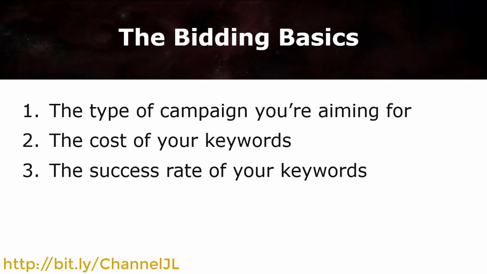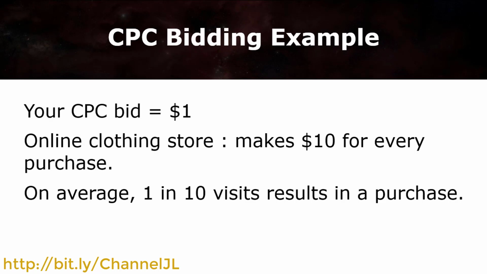First, let's look into the bidding amount. There's no fixed rule for the bid amount that you should be paying. Different people will have different bidding prices, and at the end of the day, it's dependent on these 3 important factors, which are the type of campaign you're aiming for, the cost of your keywords, the success rate of your keywords. For example, let's say you've set your CPC bid to $1.